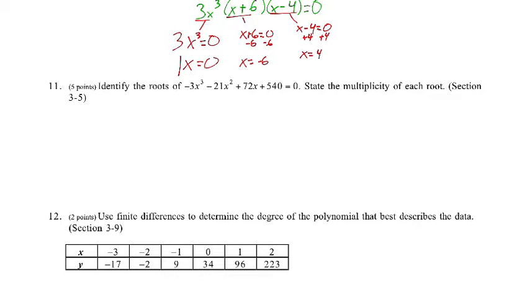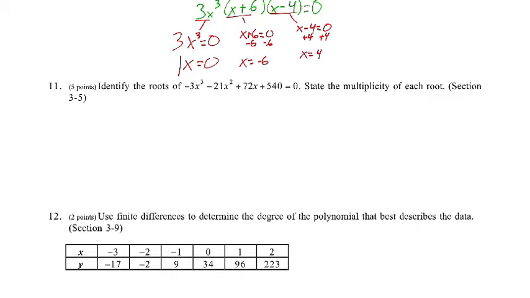Number 11 says identify the roots of negative 3x to the third minus 21x squared plus 72x plus 540 and state the multiplicity of each root. What I would like you to do for this is graph it on a graphing calculator. So you're going to graph it on a graphing calculator, find some of your roots just to start.